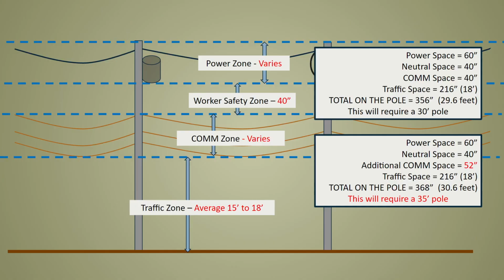So we're going to do an example here of how these zones are actually applied. So you have your power zone, and in this example, we have 60 inches of power space. We have our neutral space, our worker safety zone, which is always 40 inches. We have our COM zone, so we probably have 3 attachers on here at 40 inches. And then let's say we're on a DOT road and we have 18 feet of a traffic zone. So that brings us to 29.5 feet, so we could easily accommodate this on a 30-foot pole.